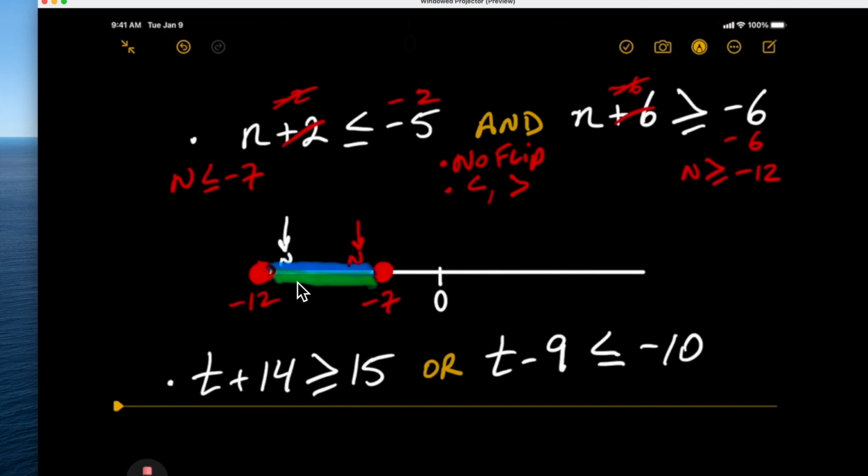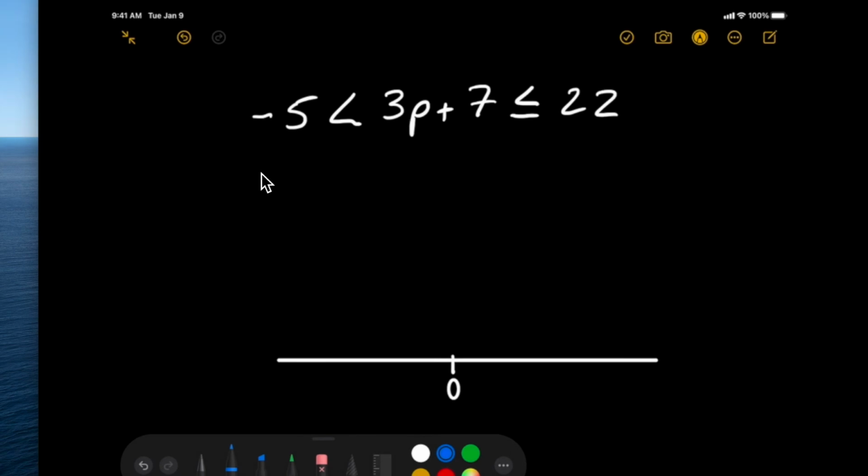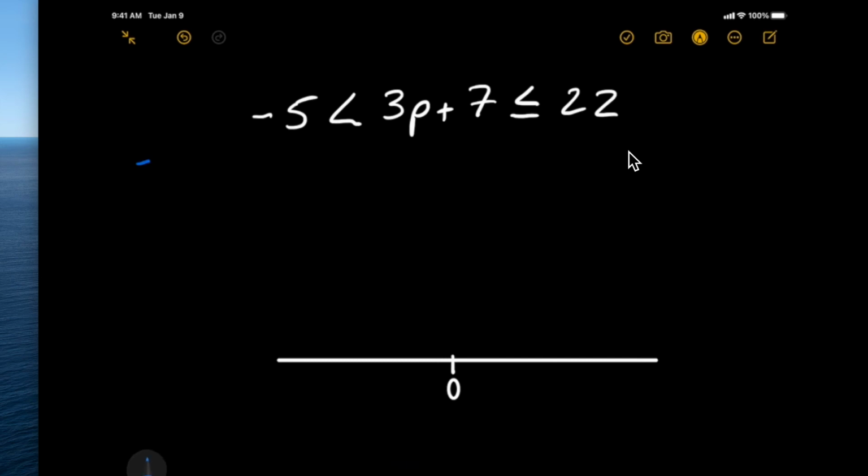We have a dumbbell situation because we have no surprises. There was no flip, and our variable is less than something, and our same variable is greater than something else. Here, folks, we have an and problem. Whenever you see a complex like this, this is an and problem. They're saying that this middle segment, 3p plus 7, has to be both greater than negative 5 and less than or equal to 22. So I prefer to separate them and do two separate problems.